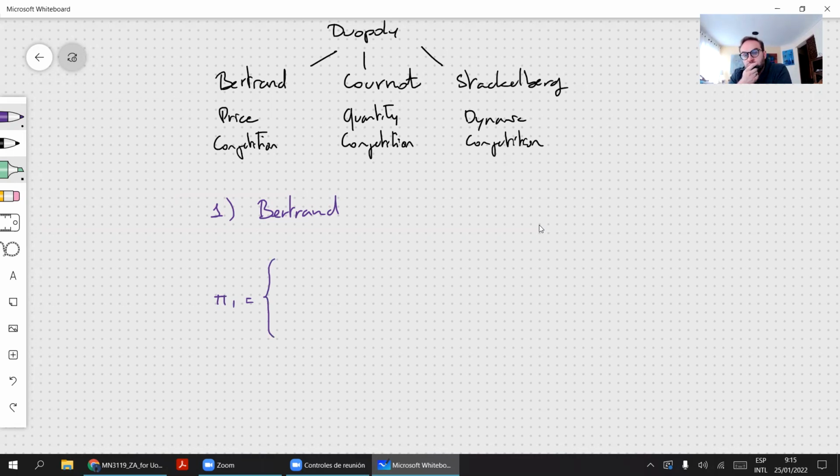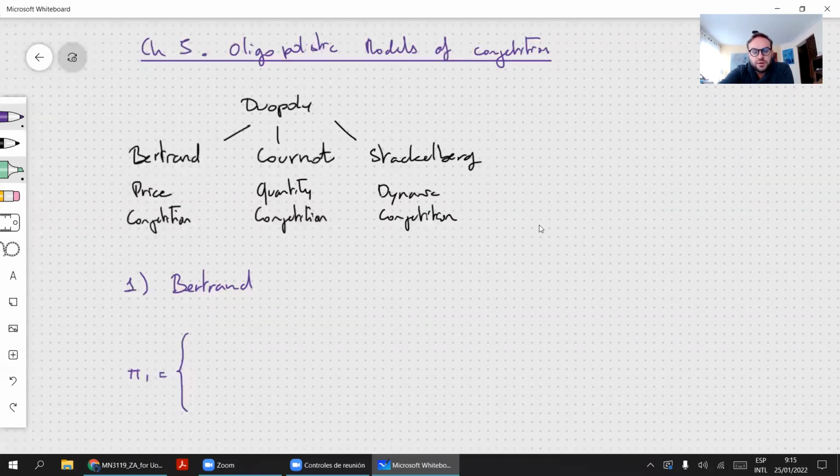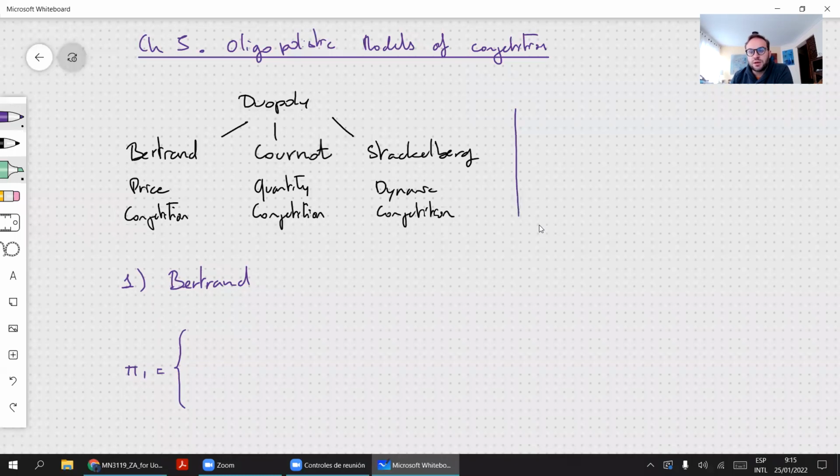For all of these models, we're going to suppose that first demand. Let me maybe write here the common assumptions that I'm going to make. This is linear demand. So I'm going to suppose that demand is given by something like this, right? Or maybe I'm going to put an uppercase Q, but uppercase Q is the summation of the production of firm 1 and of firm 2. And I'm going to suppose also constant marginal costs.